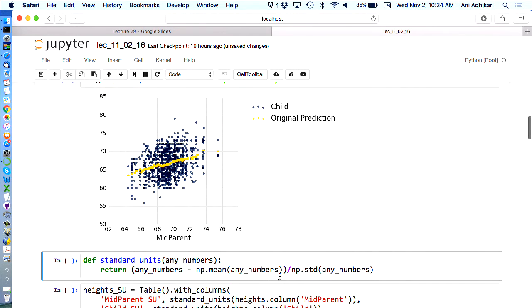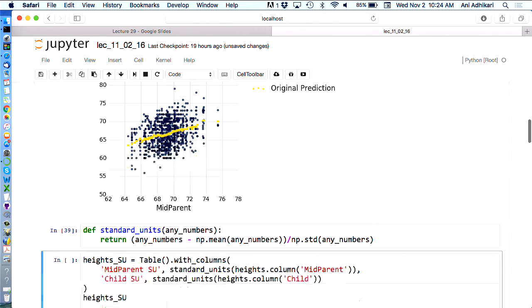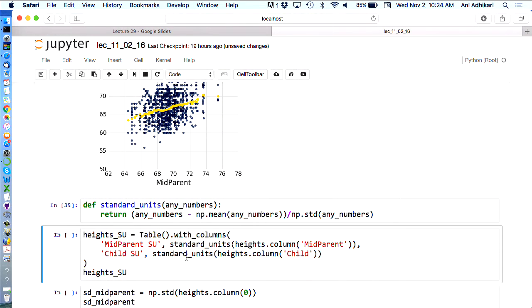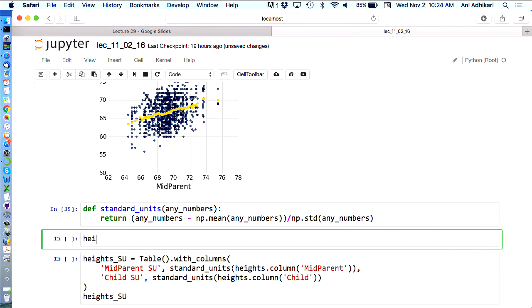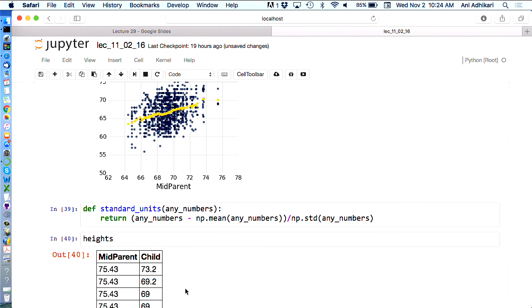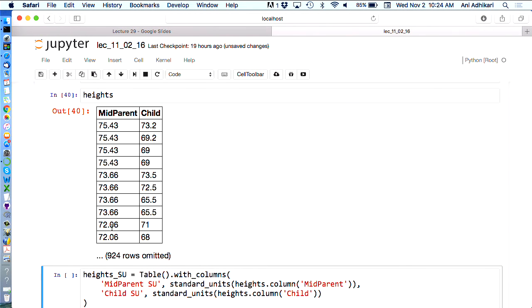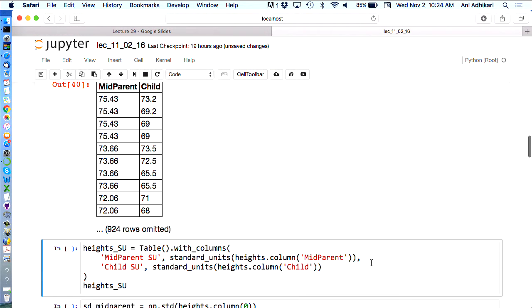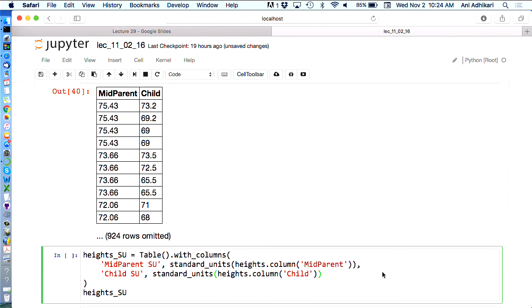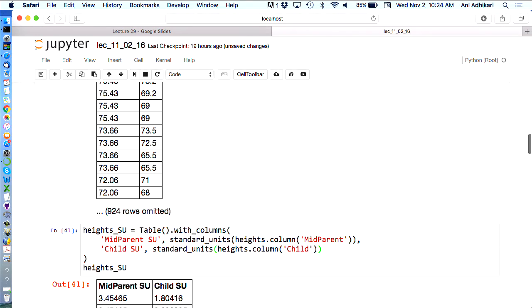So I recall our function, standard units, and I'm just going to use that function on the two arrays. Let me show you. That's what heights look like. We are just going to convert this array to standard units and this other array to standard units. That's what's happening here. And in standard units, that table looks like this.